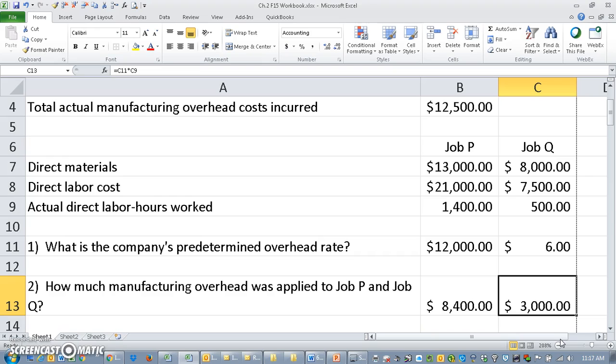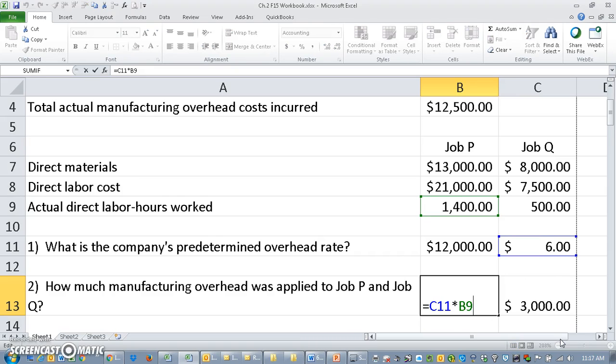Okay, then the next question asks, how much manufacturing overhead was applied to both of the jobs? So we're going to look at how many direct labor hours were worked, because that's how we are applying the overhead to each job. We've got this bucket of overhead costs. We have to allocate it to each job for the month. And how are we going to do that? We're going to do it based on how many labor hours they worked for each job.